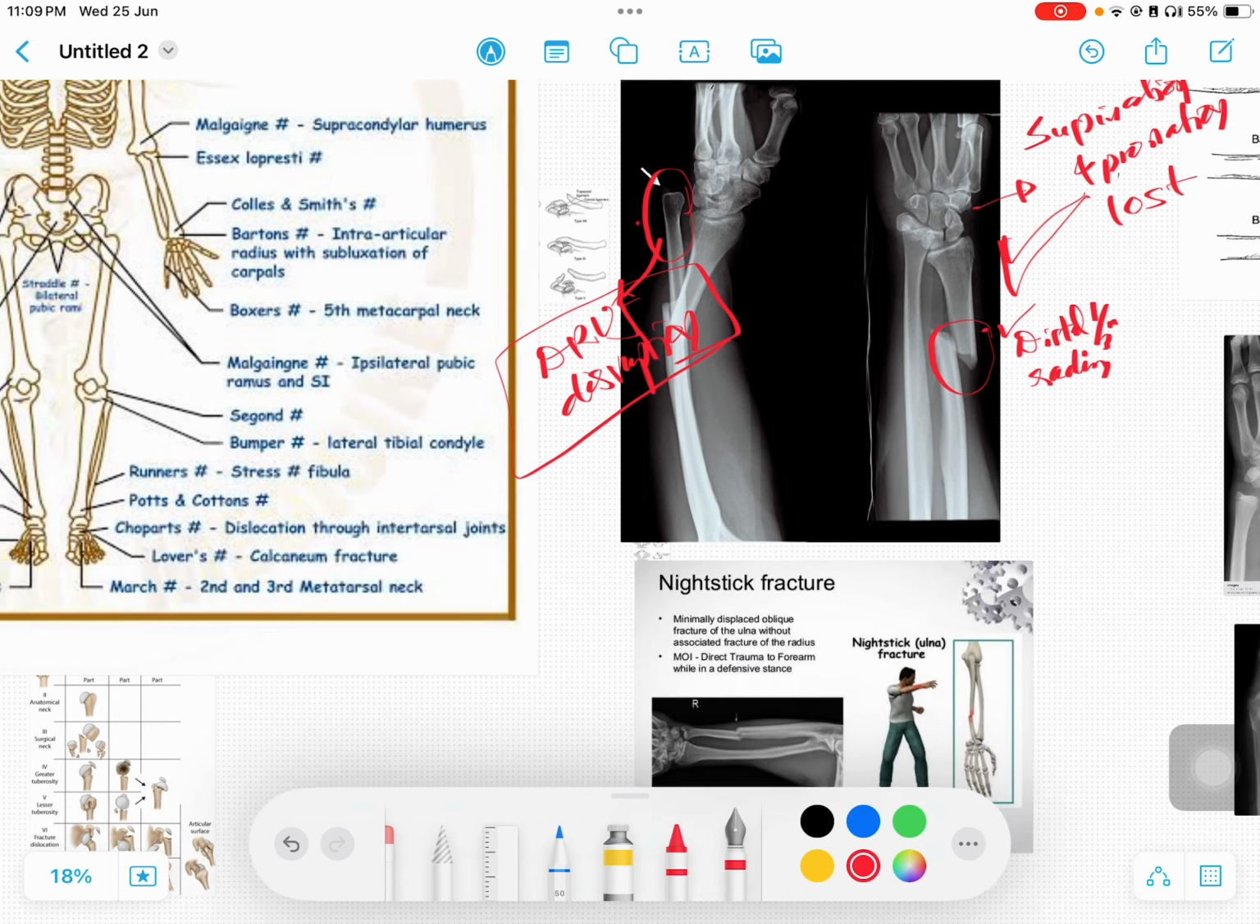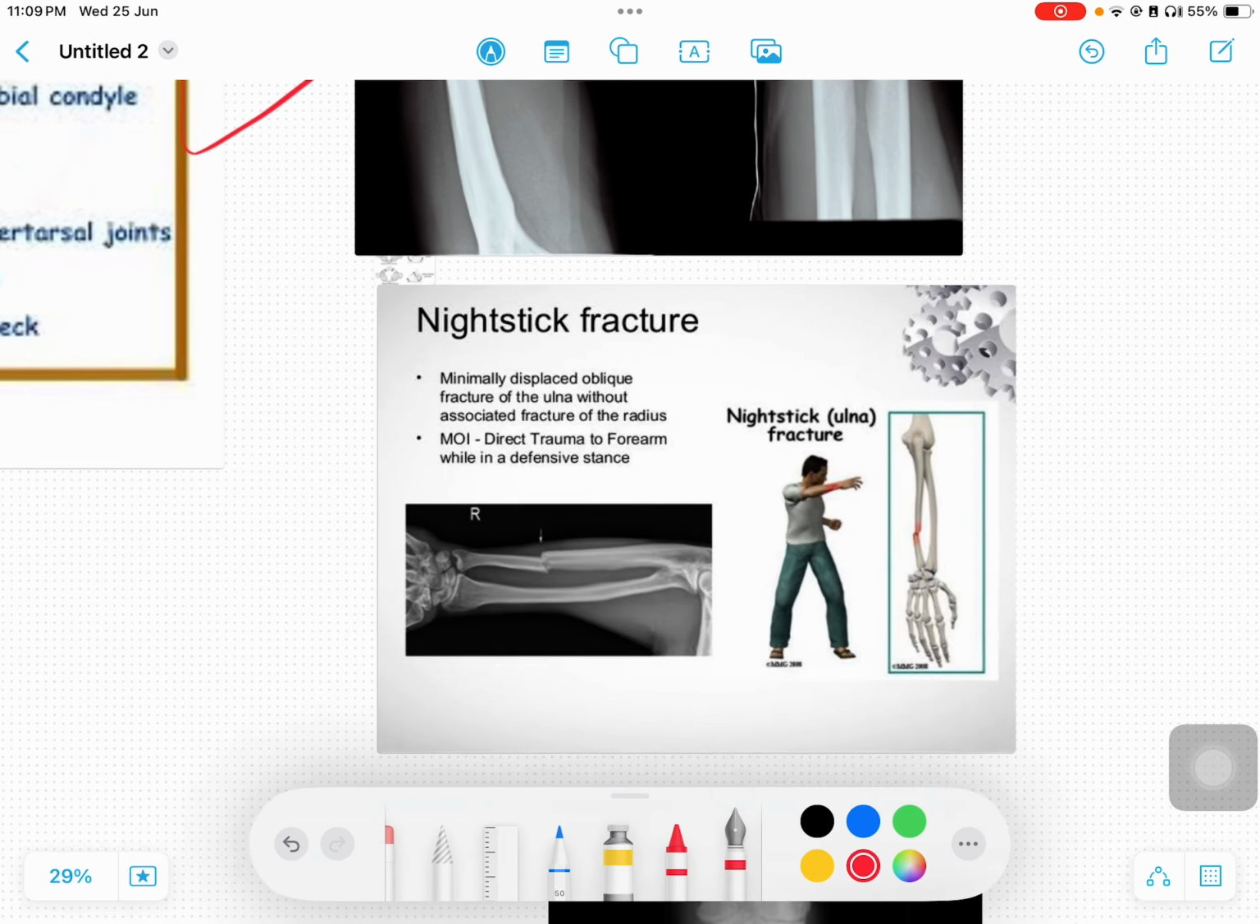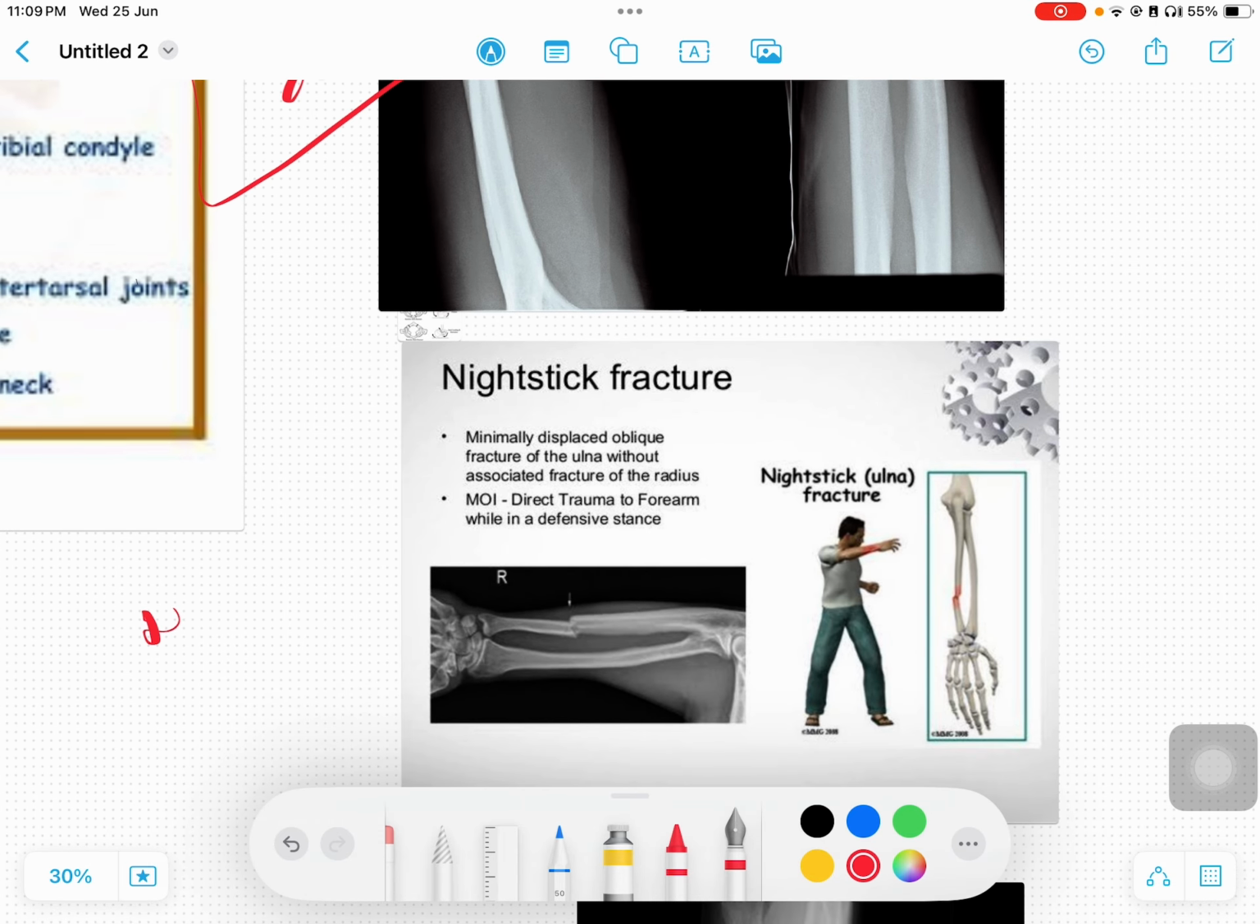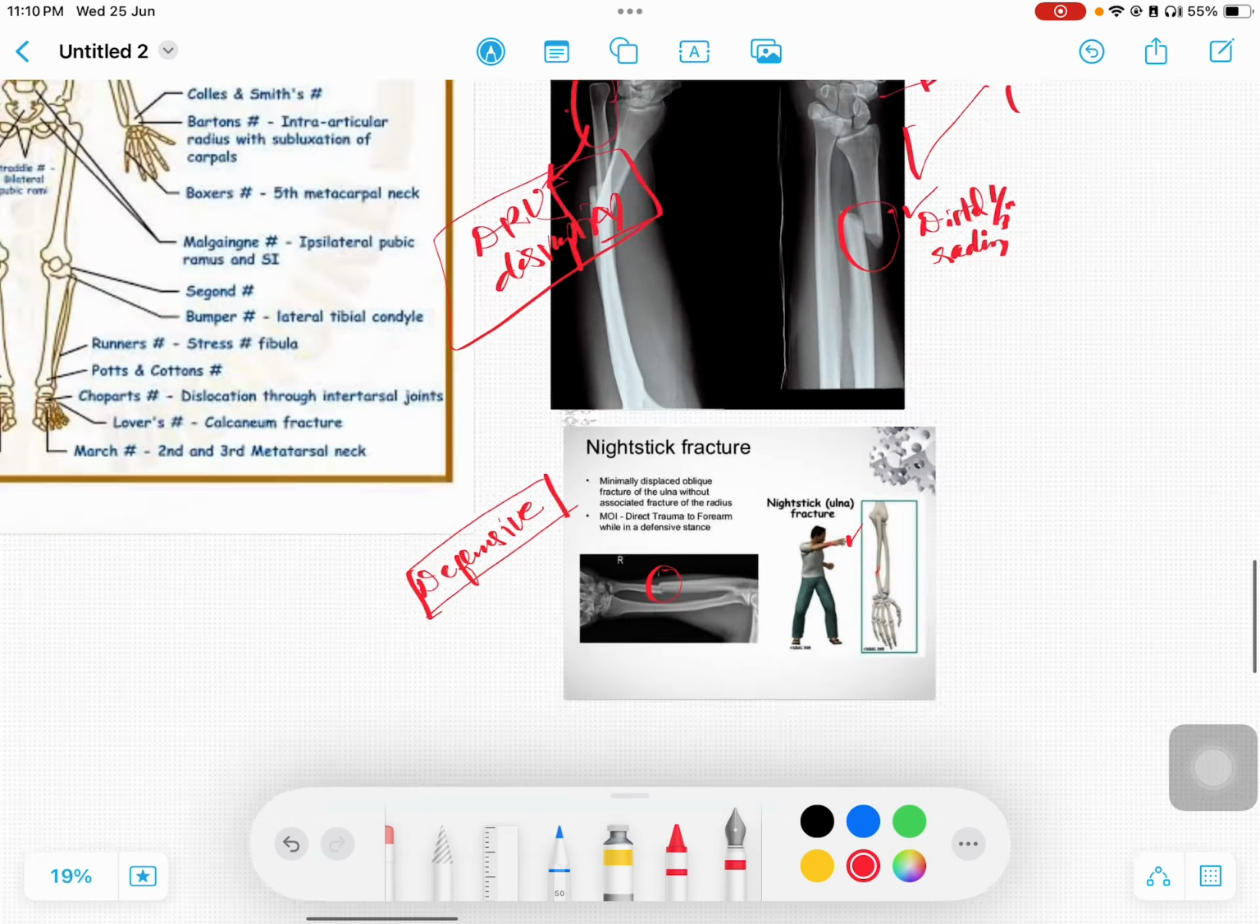Okay. Next one is the nightstick fracture. What is a nightstick fracture? This is an injury due to a defensive mechanism over the medial aspect of the forearm. When a person is attacked with a hit or hit with a stick, he will show the ulnar border, and the ulnar fracture will occur. That is a nightstick fracture. Okay.